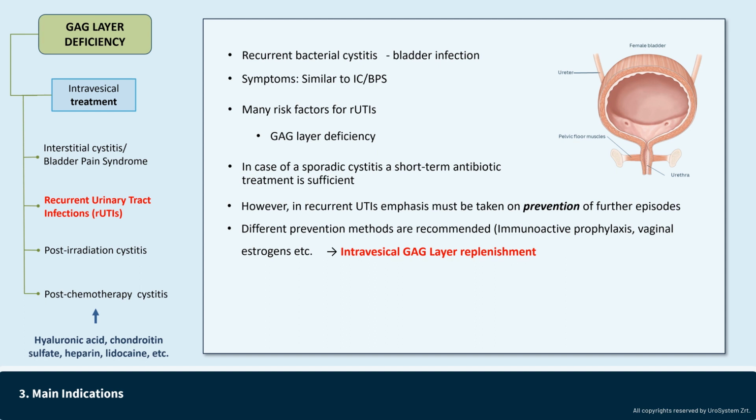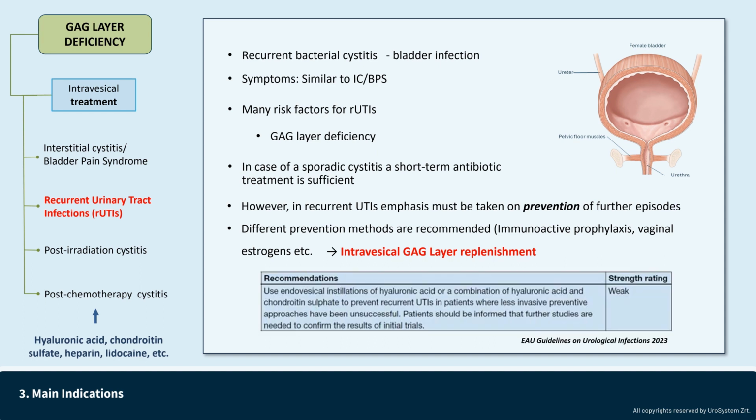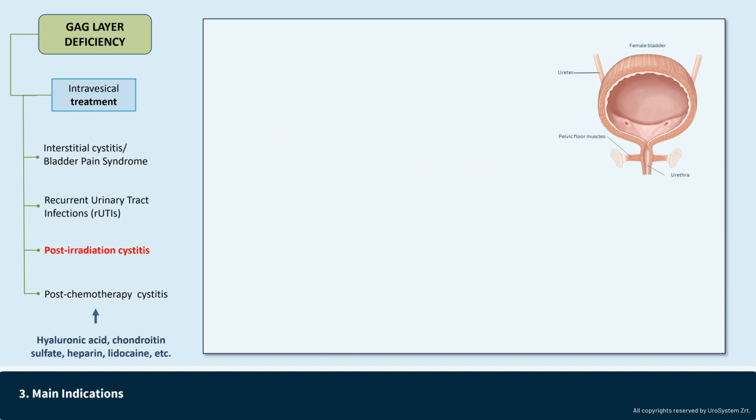Intravesical gag layer regeneration is a relatively newer approach in this indication. It became listed in international guidelines as a recommended option a few years ago. And for these patients, UroDapter is an ideal choice as well. The gag layer of the bladder might be weakened due to different oncological treatments as well, such as irradiation or chemotherapy. Pelvic irradiation is used for various cancer types in both sexes.